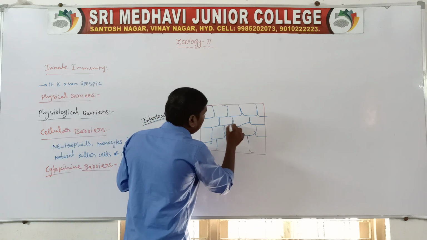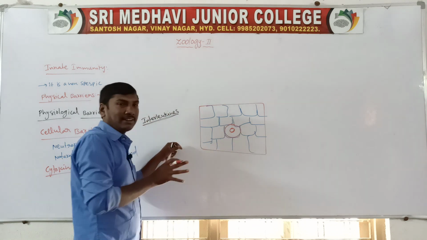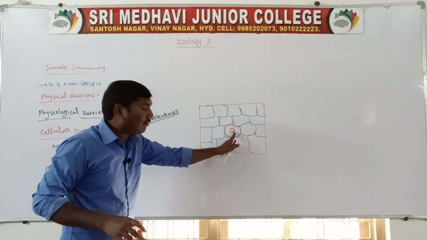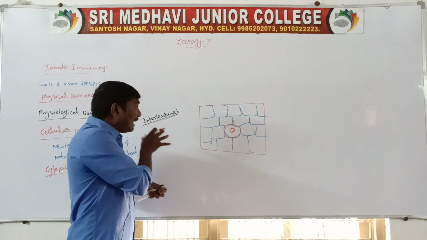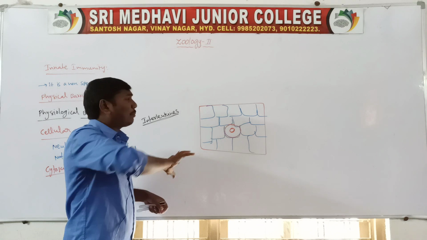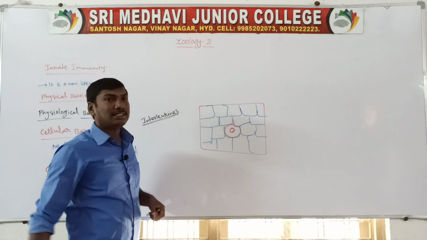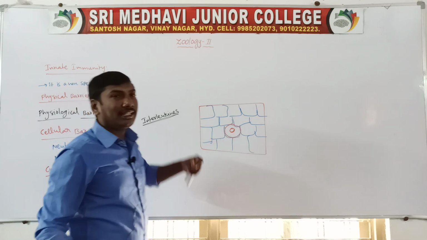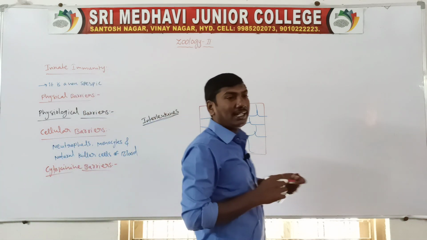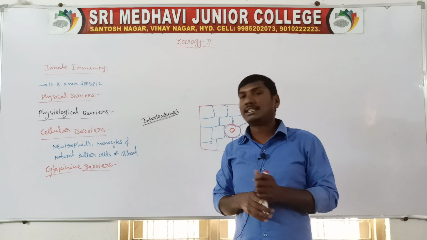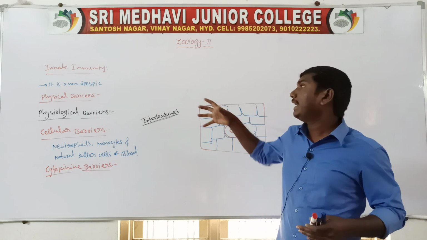So in this tissue, one cell is infected. These interleukins function to protect the neighboring cells, the surrounding cells. So these interleukins protect the surrounding cells. They are called cytokine barriers. So they are the innate immunity.